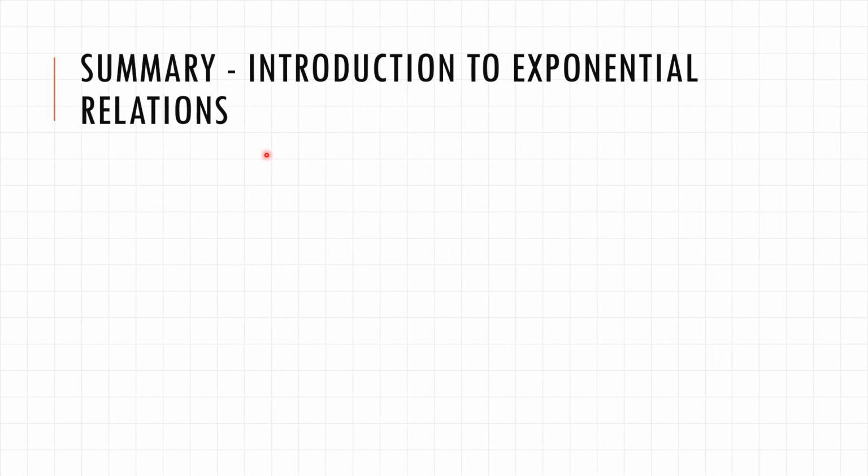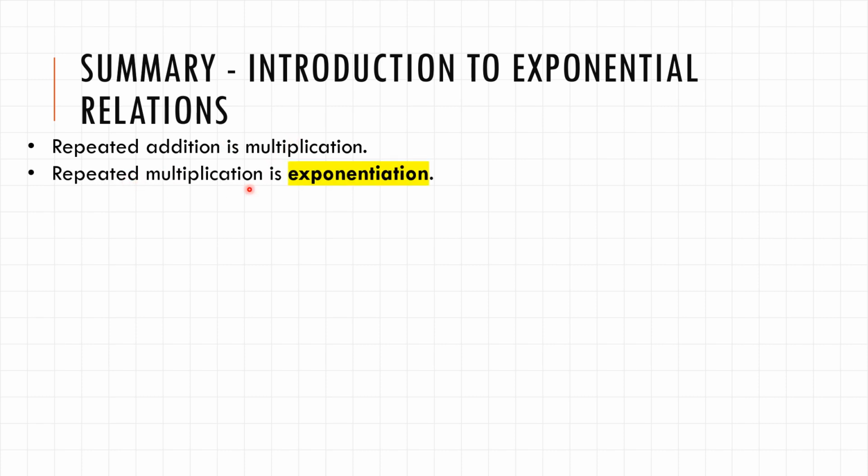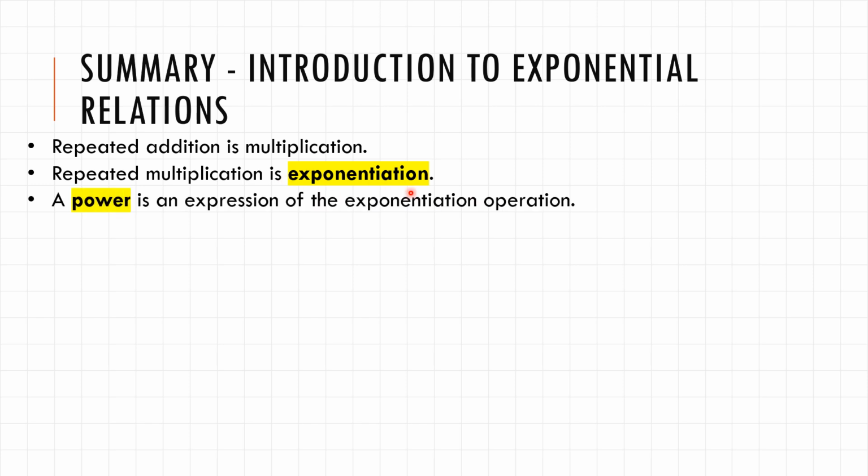So what is this unit all going to be about? What did we learn, in fact, even in just this lesson? We learned that repeatedly adding the same number could be made a little bit shorter by using multiplication. Repeated multiplication is this operation called exponentiation. A power is an expression of this operation. So this is how we write powers.